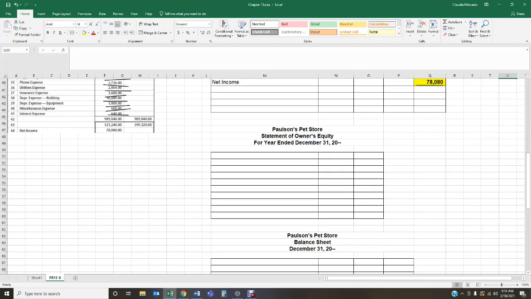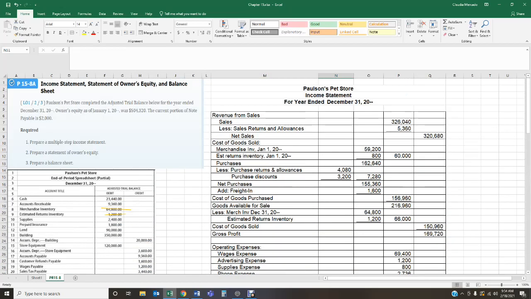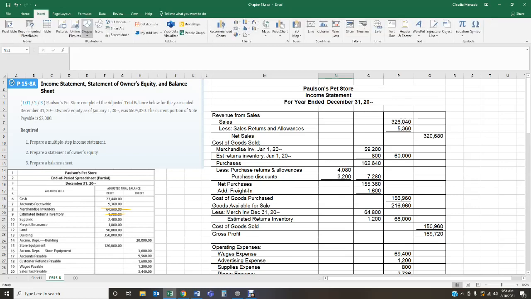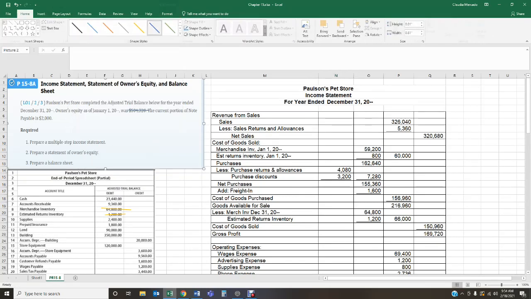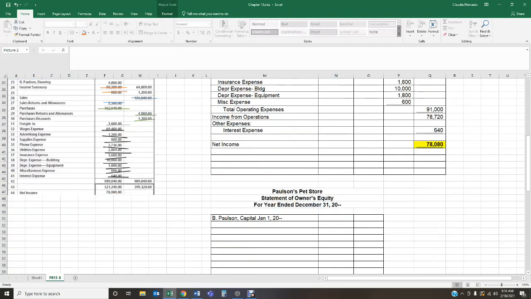Okay. So let's look at our statement of owner's equity. Now, our statement of owner's equity is usually very short. First, we're going to start off with Paulson Capital, January the 1st. Okay. So, according to the problem, our beginning capital, it says here owner's capital as of January the 1st was $504,320. Okay. That number is given to us. So, let me mark that off. $504,320. Okay. So that's going to be my beginning capital balance.